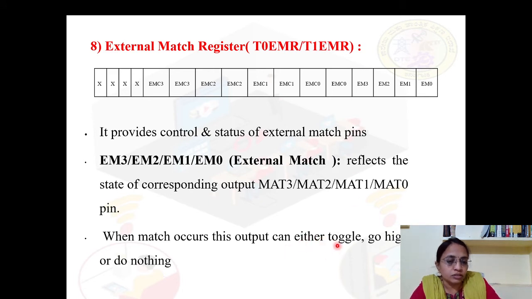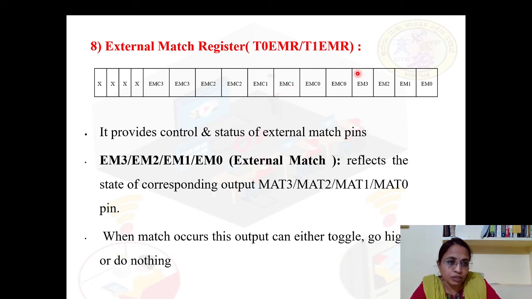Whether these bits toggle, or whether these bits go high, or whether nothing will be done on these pins, will be decided by the next 8 bits. So these 2 bits are for match register 0, these 2 bits are for match register 1, these 2 bits are for match register 2, and these 2 bits are for match register 3. Here EMC is for external match control.